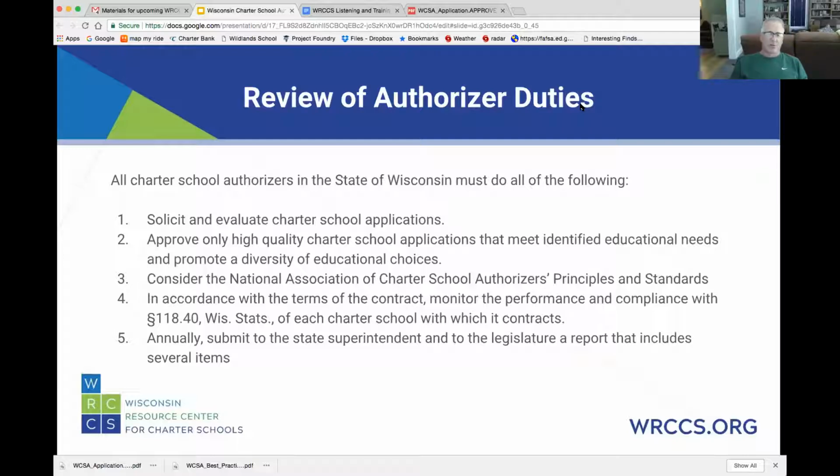And then every year, authorizers and school districts need to submit a report to the state superintendent and the legislature. That report includes a lot of items, including how many applications did they get, and how many did they approve, how many schools are they operating, how many have they closed. There's a number of things in those reports.